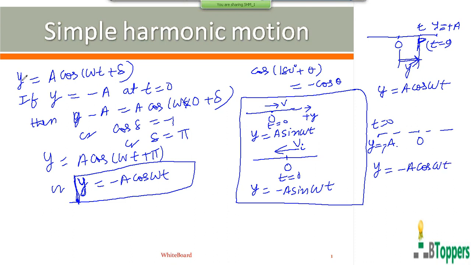So in general, the equation for displacement from mean position for a particle in linear simple harmonic motion can be expressed in one of the two standard forms, y equal to a cos omega t plus delta or y equal to a sin omega t plus delta. You can use any one of the two standard forms for any example in linear simple harmonic motion.